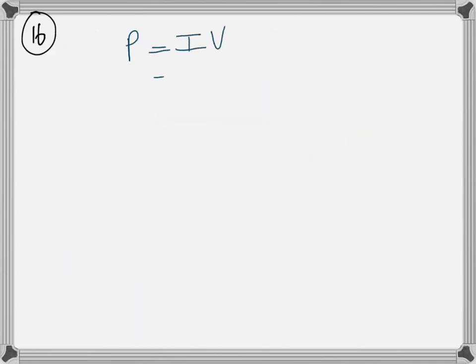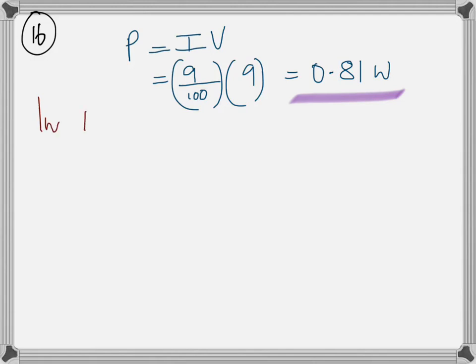So P is I times V, 9 by 100, that's the current, times the voltage, so you get 0.81 watts. But the real concept here is that you have to realize that because of DC current, we do not need to worry about the inductor, correct? Exactly.